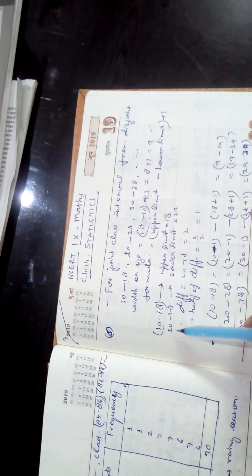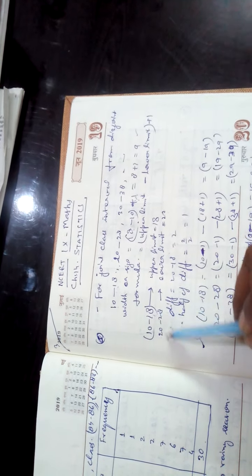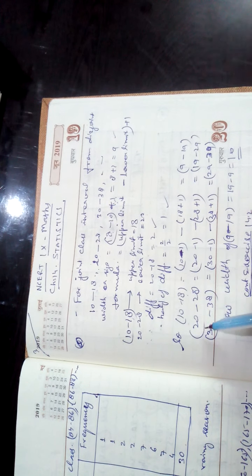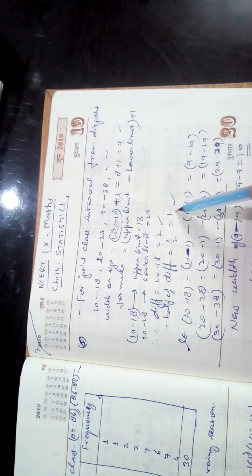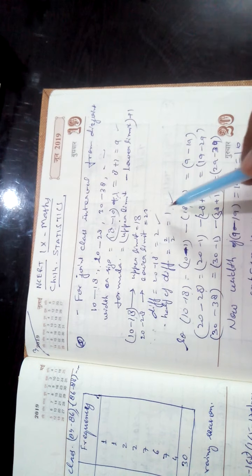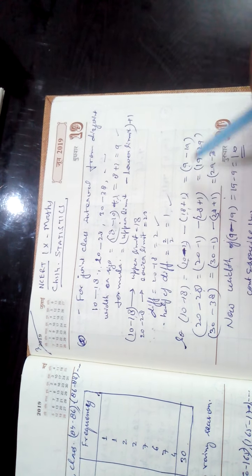The upper limit is 18, so how will you make it joint? For 10 to 18, the upper limit is 18, and for 20 to 28 the lower limit is 20. You take the difference between the upper limit and the lower limit, it is 2, and half of the difference is 1. So for making 10 to 18 and 20 to 28 joint, in the lower limit the difference will be subtracted, and in the upper limit the difference will be added. All the lower limits subtract 1, all the upper limits add 1. So 10 minus 1 is 9 and 18 plus 1 is 19.